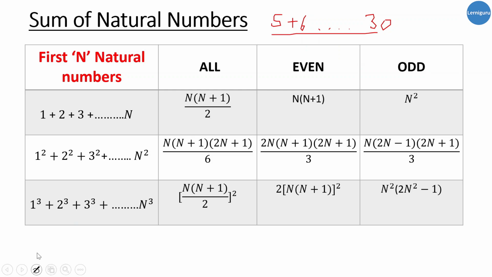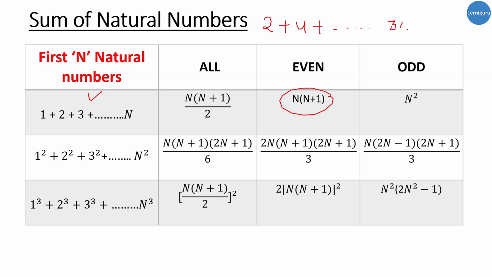So remember this, this is for sum of the first n natural numbers. And this gives the sum of first n even natural numbers. Like the first even natural number is 2, 2 plus 4 till, let's say, 30.